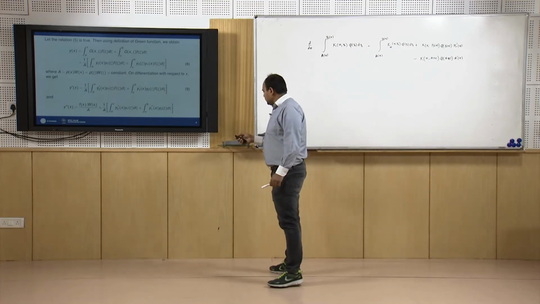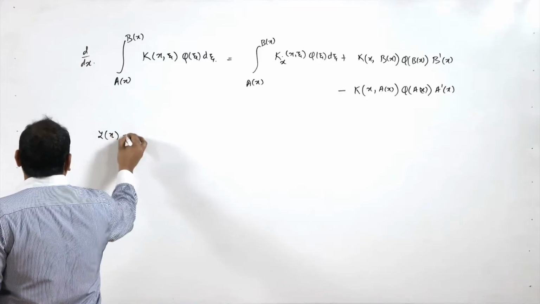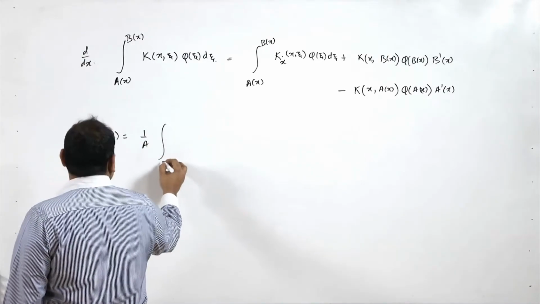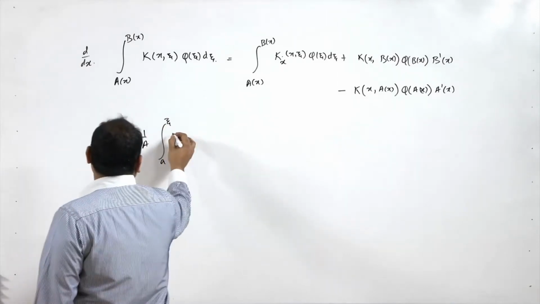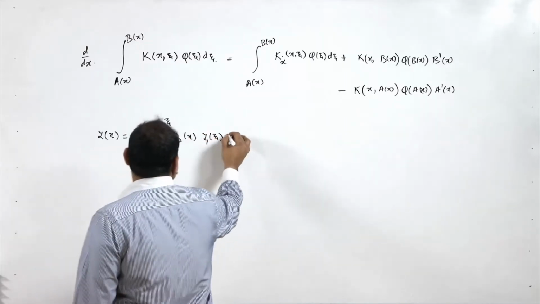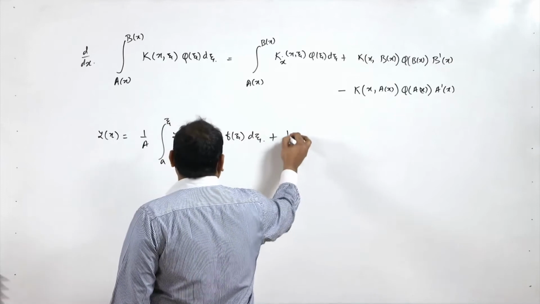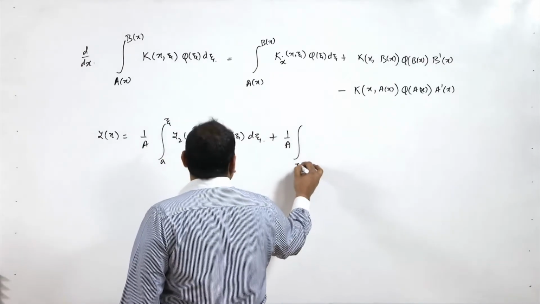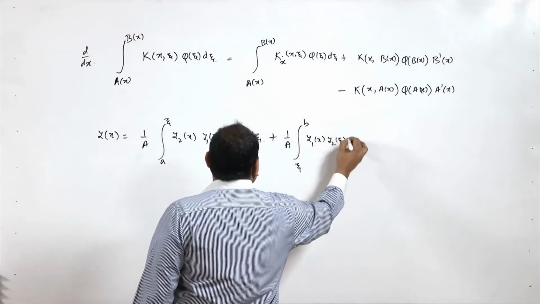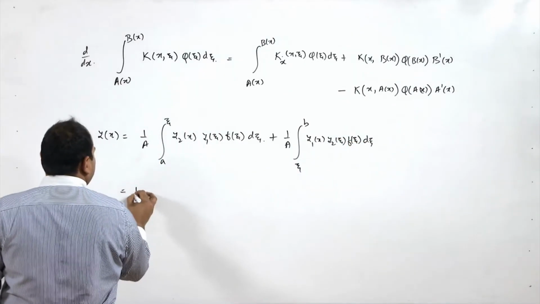If you look at using this formula, let me write it here. This is y of x. Just quickly I want to write it here. So y of x is equal to 1 upon a, integral from a to x of y2(x) y1(xi) f(xi) d xi. I will write only for this one, plus 1 upon a, similarly you can write it from x to b, y1(x) y2(xi) f(xi) d xi. I'm going to write only for this, the rest you can say. So it is 1 upon a.